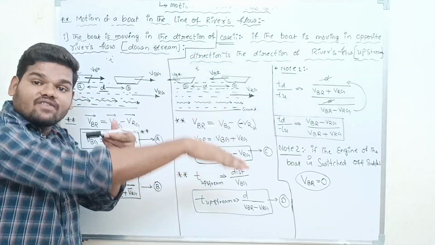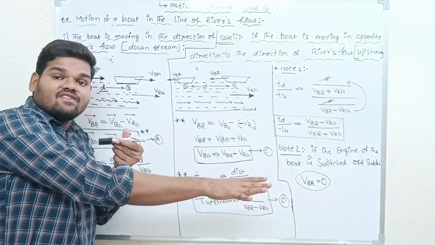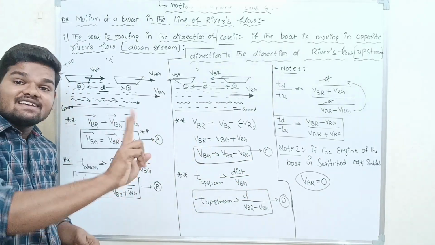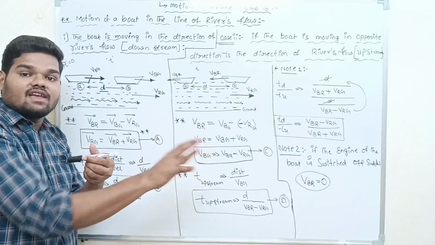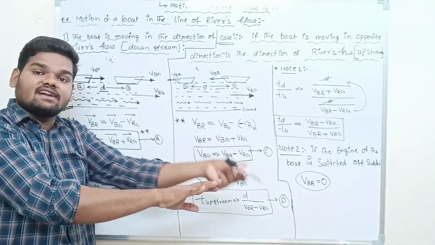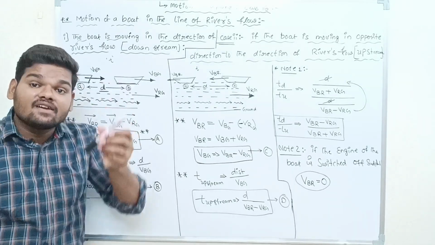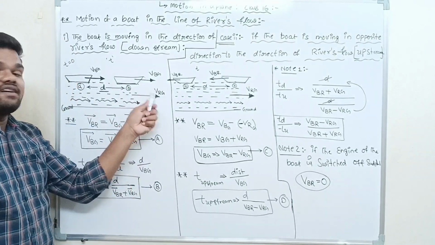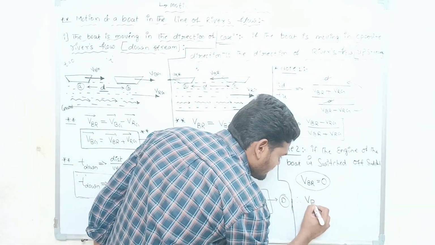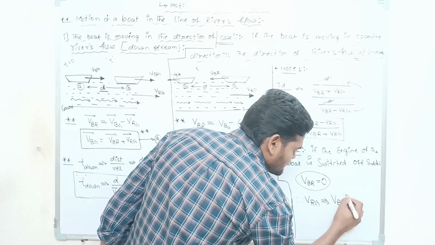Now the river has some velocity. So whatever the velocity with which the river is flowing, with that much velocity the boat also moves in the same direction as the river's flow. If the river is moving in this direction, then the boat also moves with the same velocity in that direction. Therefore, the velocity of the river with respect to the ground is equal to the velocity of the boat with respect to the ground.